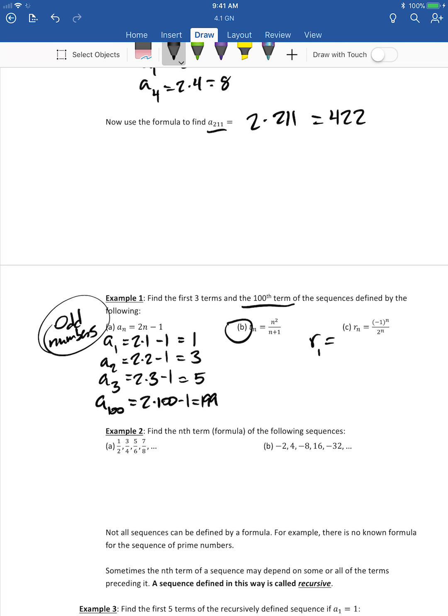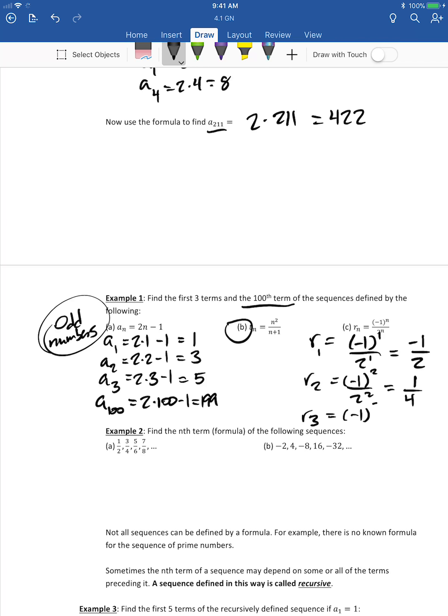r1. Notice we can change that a to t or to r or to any letter we want. It doesn't change what we're doing, just a different way of differentiating between the sequences. So r1 is -1 to the first power over 2 to the first power. That's -1 over 2. r2 is -1 squared over 2 squared. -1 squared is +1 over 4.